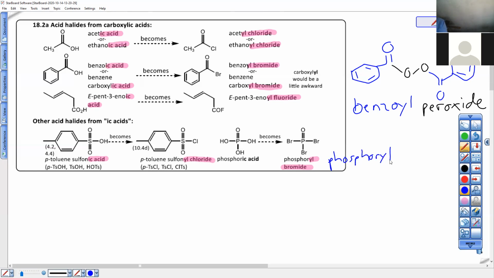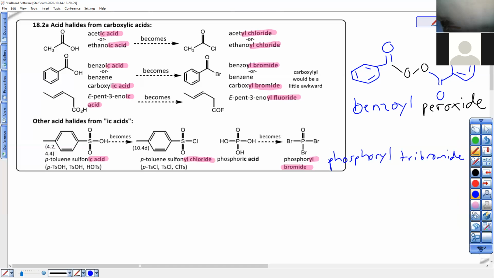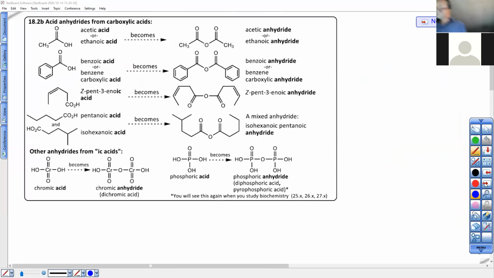Their argument is you could have replaced 1, 2, or 3 of the OHs with BRs. That's a fine name. And naming acid halides isn't too bad. Naming anhydrides, I think, is even a little easier. It's reminiscent of naming ethers, which was also reminiscent of the common naming for ketones. You name the two pieces that make the anhydride, and then you throw the word anhydride at the end.